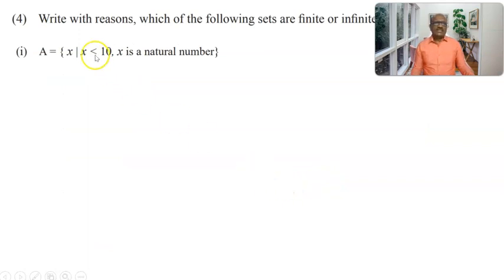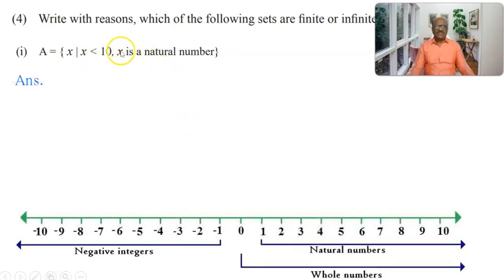Now the next, write with reason which of the following sets are finite or infinite sets. A is equal to {x such that x is less than 10, x is a natural number}. Okay, it's very easy.